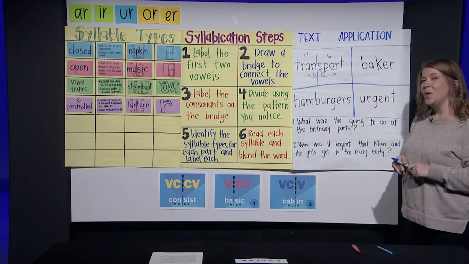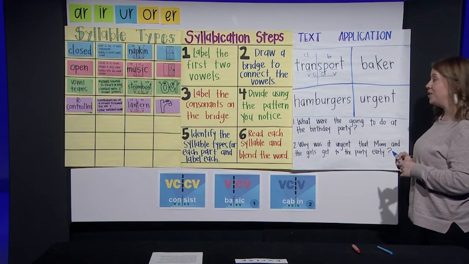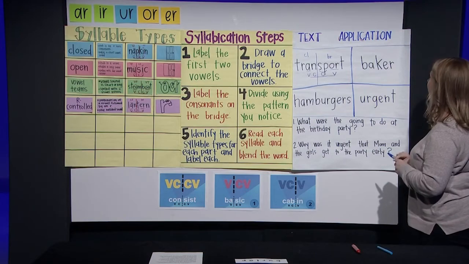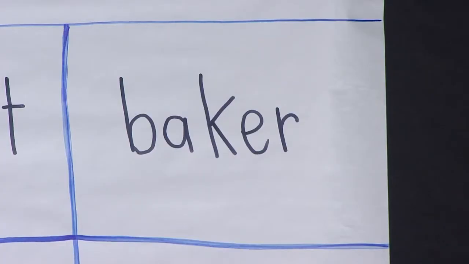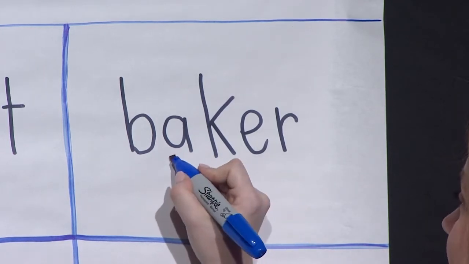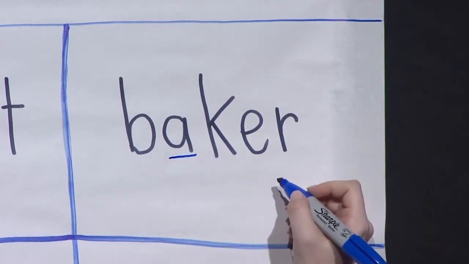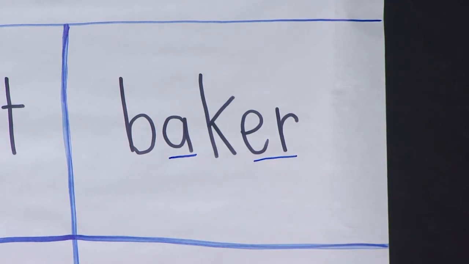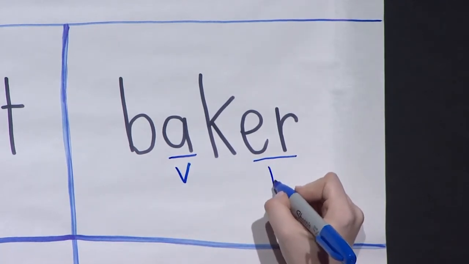All right. What's the first thing I need to do? Identify my vowels. Okay. What vowels do you see? I need a little help. Okay. I see vowel A and R-controlled ER. That's right. So we're going to label those with these.